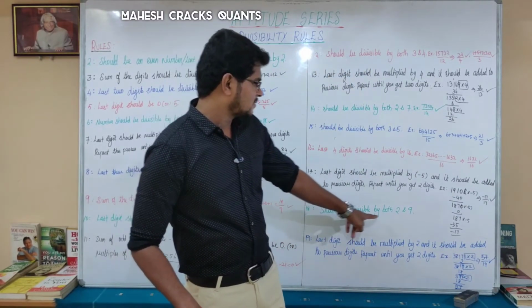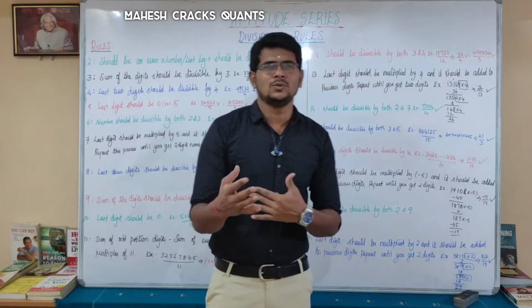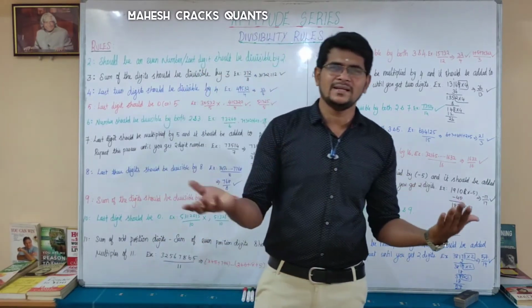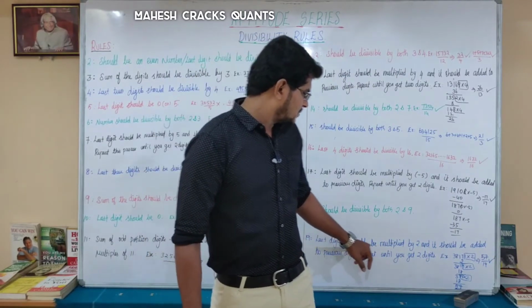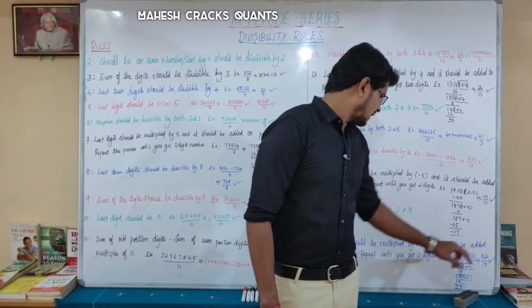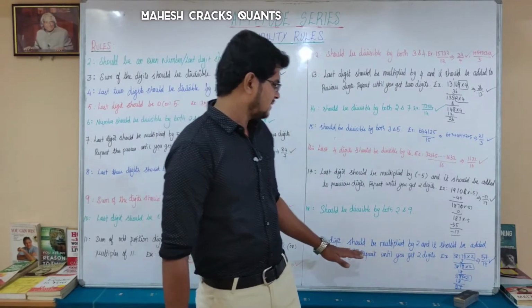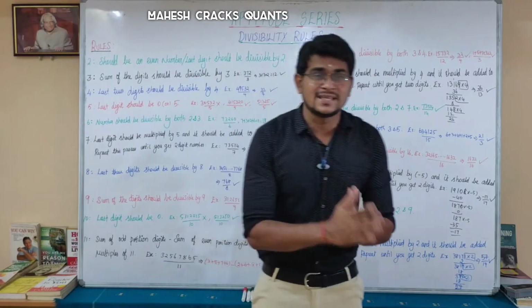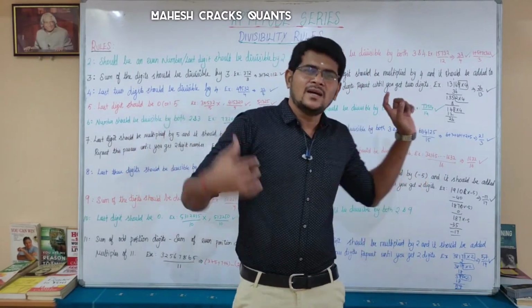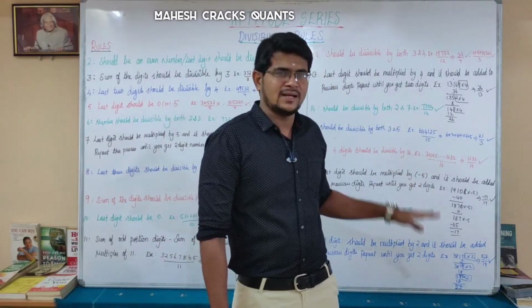Next, the rule for 18: the number should be divisible by 2 and 9. So if you know the rule for 2 and 9, then that's all for 18. For 19, the last digit should be multiplied by 2 and added to the previous digits. Repeat until you get the two digits. The same thing we did for 7, 13, 17 and 19.